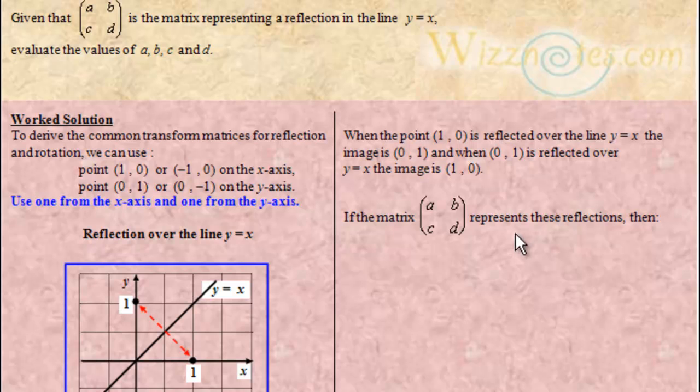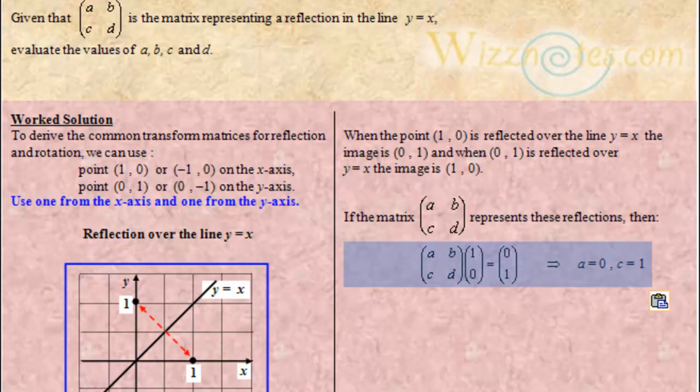If the matrix ABCD represents these reflections, then for the first one, which is (1, 0) reflecting over the y-axis to (0, 1), when we set up the matrix, we get this. When you apply the matrix to the column matrix for this point, which is (1, 0), the result is (0, 1). See, the result is this point (0, 1). That's what we are saying.